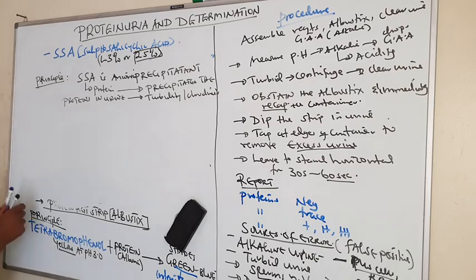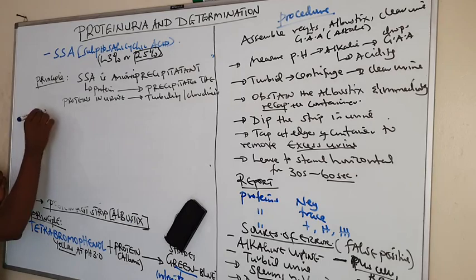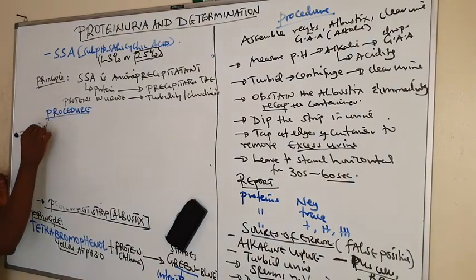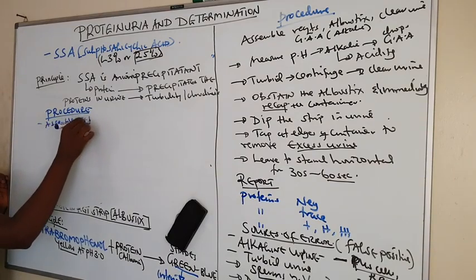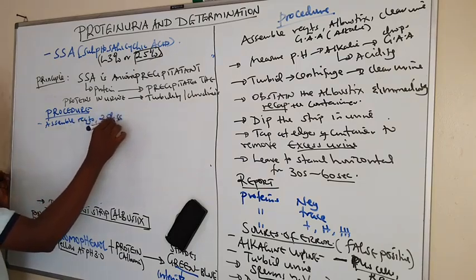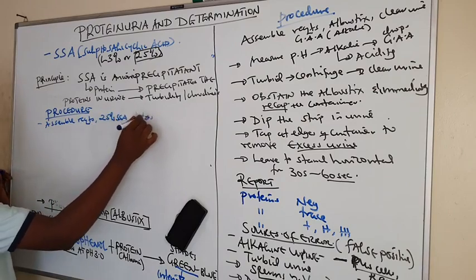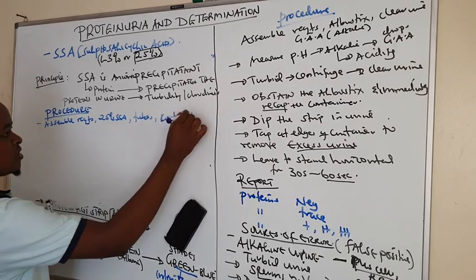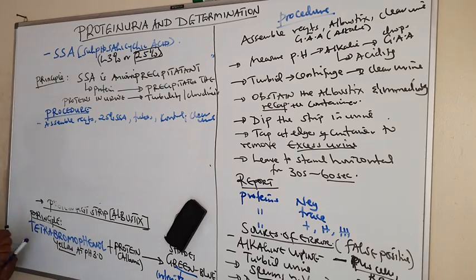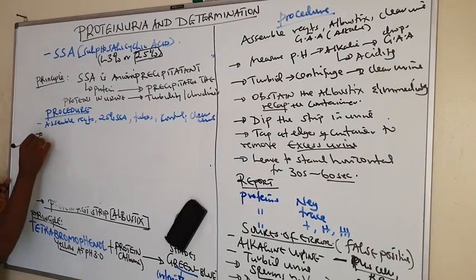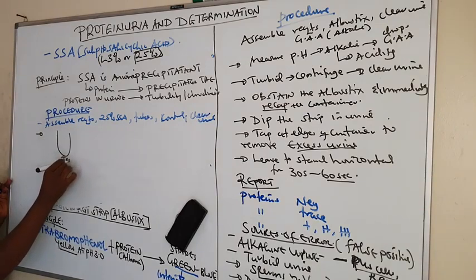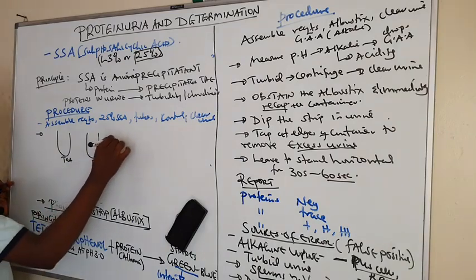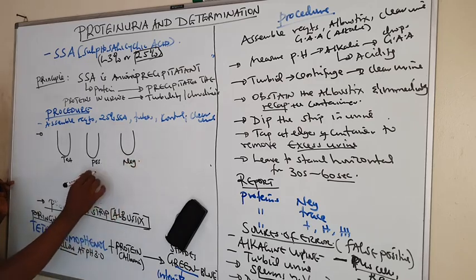And the procedure under SSA: you assemble the requirements which we are going to use. The first thing is to always assemble the requirements, like 25% SSA. You have to have tubes. You have to have the positive and negative controls, and so forth. You must have fresh, clear urine. After assembling these requirements, we obtain the tube for the test, and the tube for the control, either positive control or negative control.